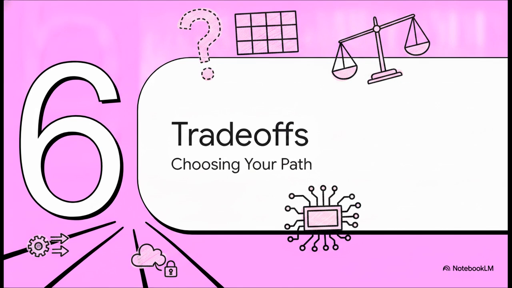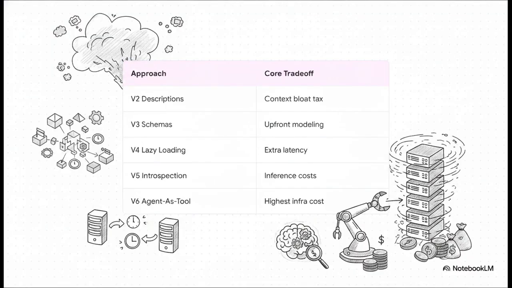Finally, Section 6, Trade-offs, Choosing Your Path, and Evaluating the Architectural Matrix. Okay, let's take a step back because there is no single perfect silver bullet here. Every approach has a core trade-off. V2 rich descriptions, you pay a context bloat tax. V3's schema plus defaults requires upfront modeling effort to restructure things. V4 lazy loading introduces extra round trips and latency. V5 server-side inference brings in external inference costs. And V6 agent as tool definitely has the highest infrastructure cost.